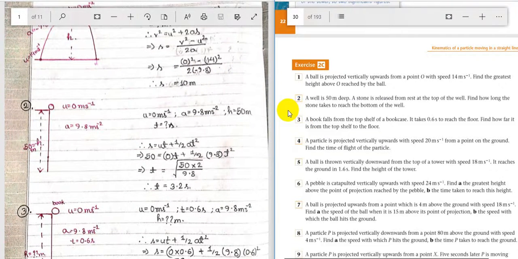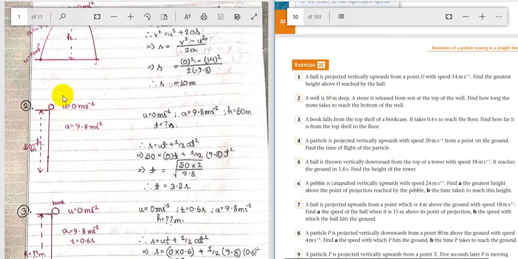Question number 2. A well is 50 meters deep. A stone is released from rest at the top of the well. Find how long the stone takes to reach the bottom of the well. So the question has mentioned it was released from rest. That means its initial velocity is 0 meters per second. The well is 50 meters deep, giving you the information that the distance covered by the stone is 50 meters, and it wants you to find the time.